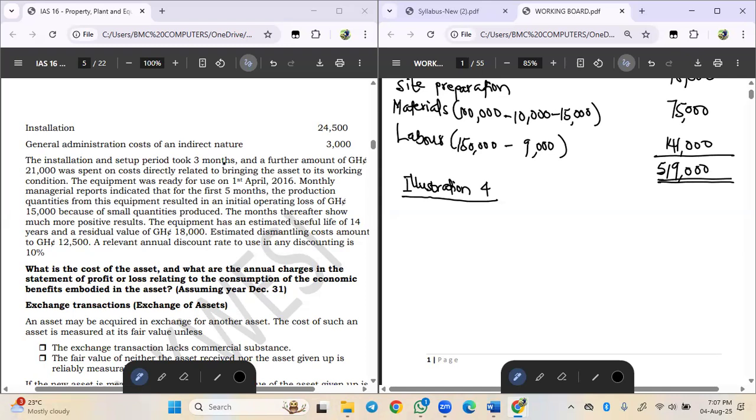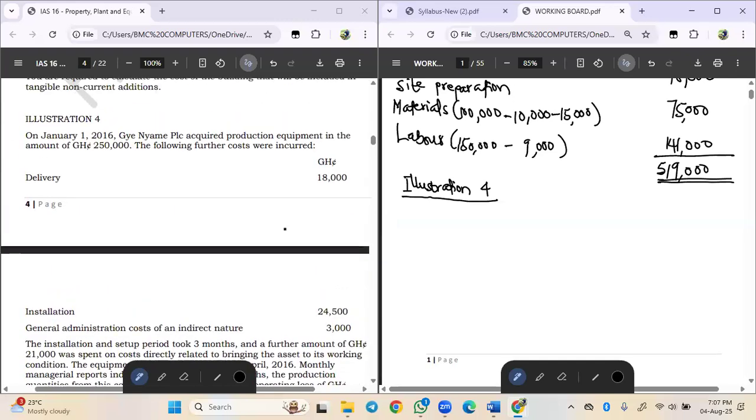What is the cost of the asset, and what are the annual charges in the statement of profit or loss relating to the consumption of the economic benefit embodied in the assets? Assuming December. Okay. Thank you. So you start with what? The purchase price. Okay.